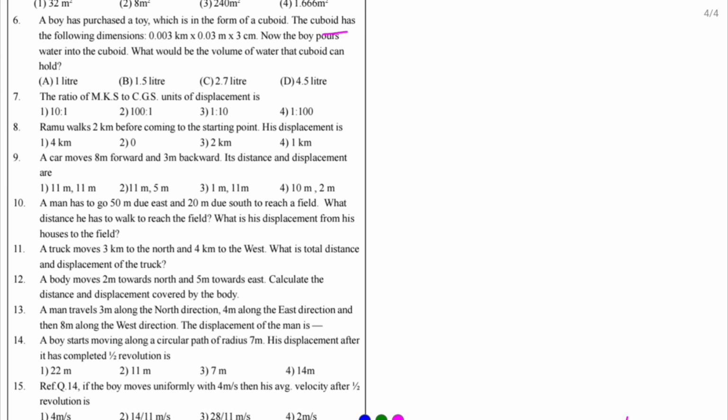Now question number 13. A man travels 3 meters along the north direction. So let me take this as the reference point, north is up, so this is 3 meters, and 4 meters along the east direction. From here he is moving 4 meters east. So this is 4 meters east.